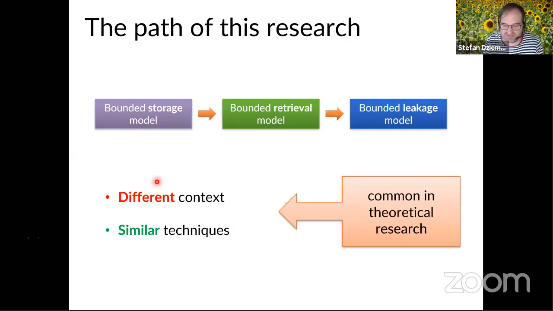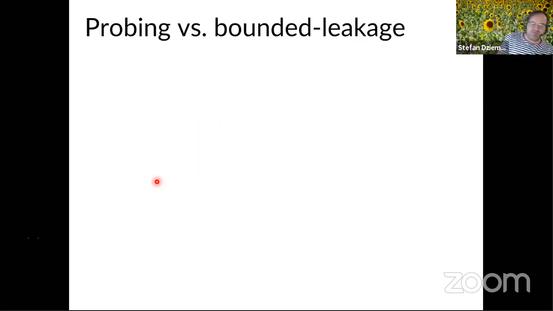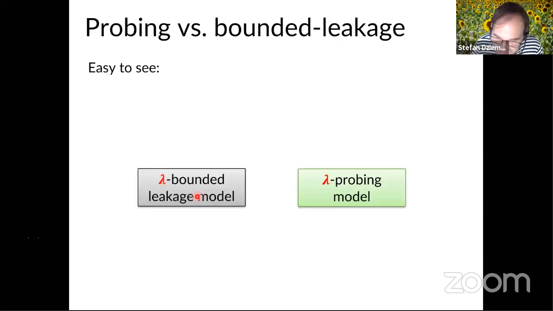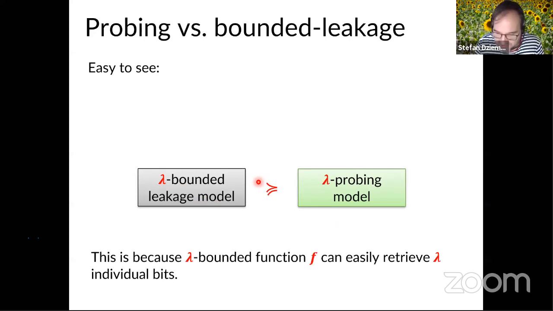And this is, as I said, common in theoretical research. Okay, so how does probing compare to bounded leakage? It's easy to see that the lambda bounded leakage model is stronger than the lambda probing model, because a lambda bounded function f can easily just retrieve lambda bits.